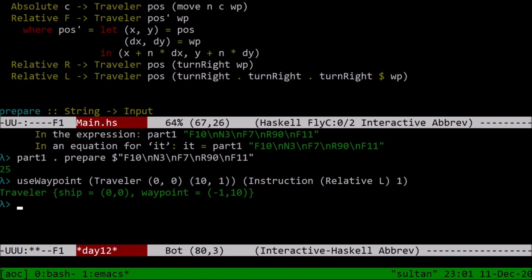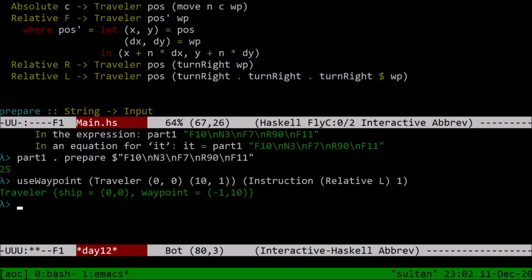To turn left from mostly east and a little north, you get a little west, but mostly north. That looks right. It kind of has to be because we know how turning right works.